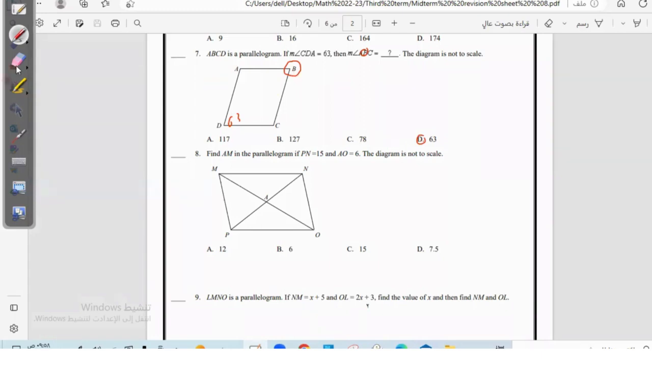Okay, number 8. The two diagonals bisect each other, yes. So this part equals 6, this part is going to be 6. So AM, he asked about AM only, so it's going to be what? 6.